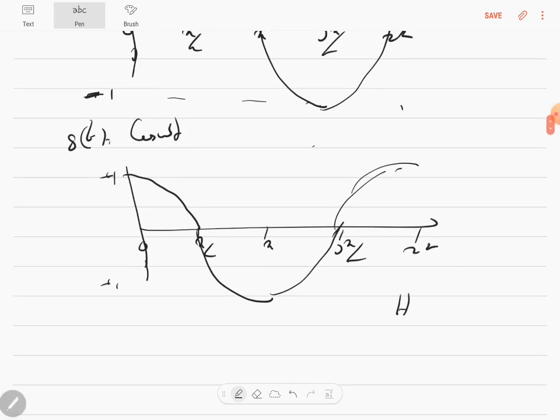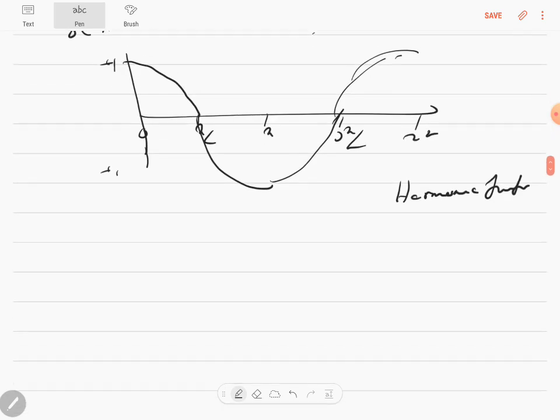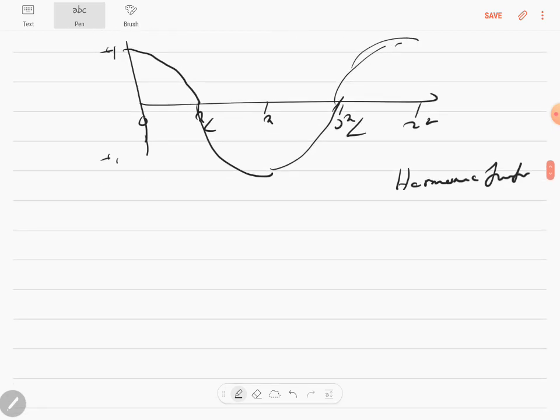They are also classified as harmonic functions. Any periodic function which can be depicted in the form of a sine and cos graph is known as a harmonic function. The fact that there is a restoring force and a mean position makes it harmonic.